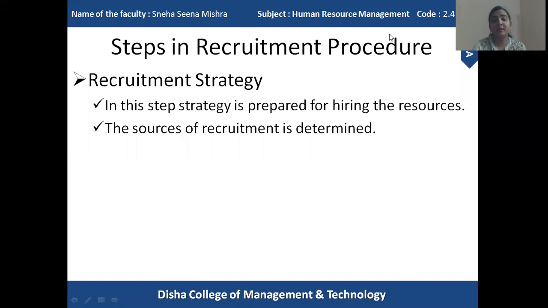Okay. So after selecting the source of recruitment, they also prepare a strategy regarding how to contact these potential candidates, how to advertise their vacancies, how to inform these people about the vacancies, how to encourage the potential candidates to apply for the job. So this is the strategy, the method they use for communicating to the potential candidates or making them aware about the vacant job. This kind of strategy is prepared in the recruitment strategy.